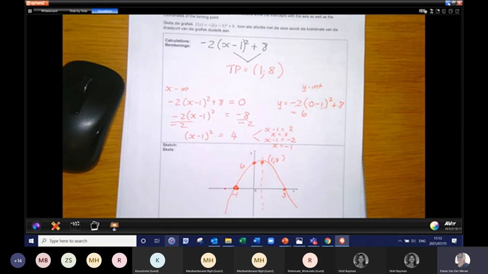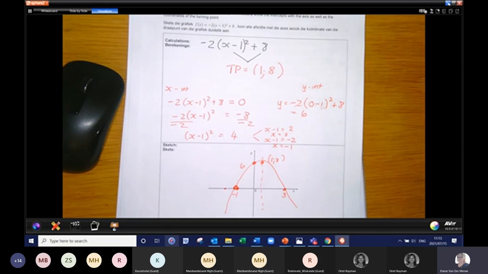Where is this graph increasing? We said x is smaller than 1. Where is the graph decreasing? x is greater than 1. Not including 1 because there's no gradient at 1. And then give the new equation if it's translated 2 units up. Well, it means f(x) plus 2.